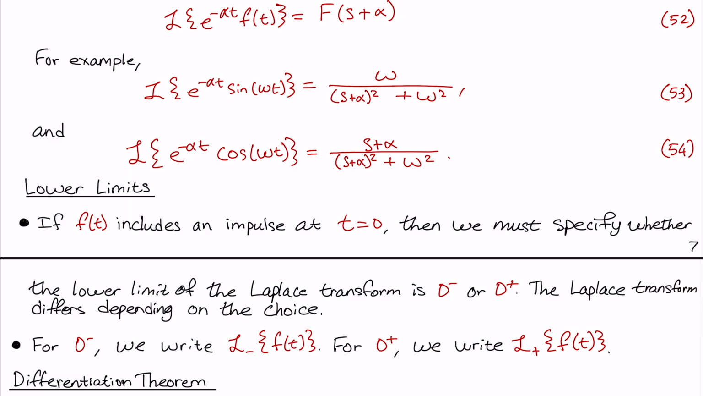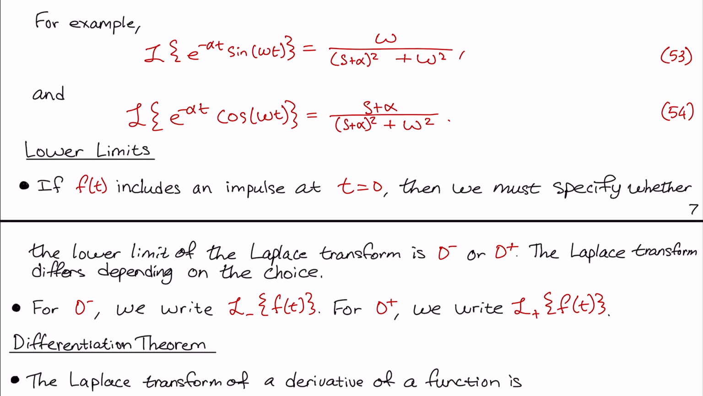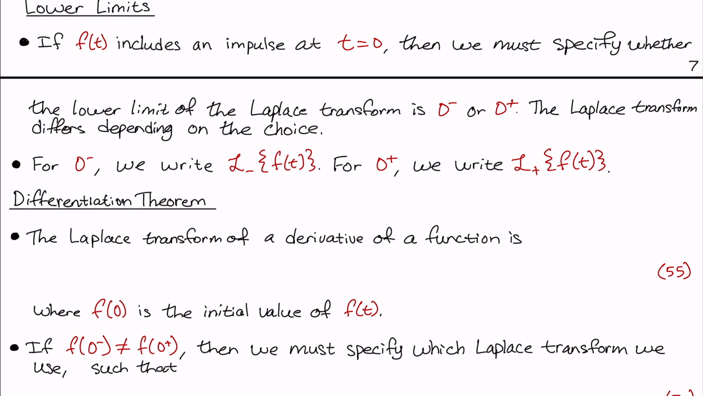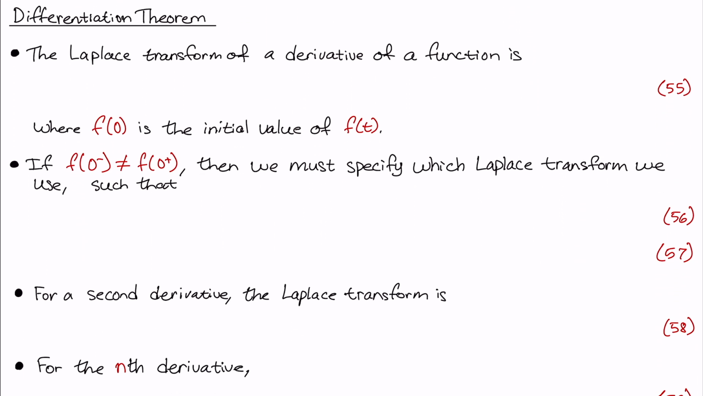And as a result, the Laplace transform is going to just differ based on that choice. So then for 0 minus, we can specify with the Laplace symbol, a little script L with the subscript of a minus sign. For 0 plus, we'll have a subscript of a plus. This is going to show up when we look at this differentiation theorem, which is where we're going right now.